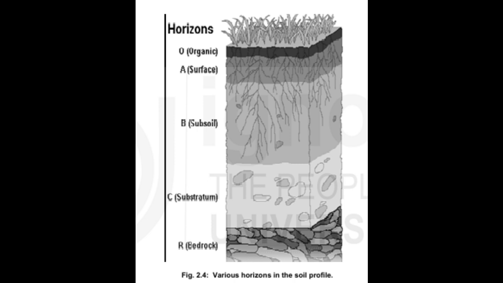Ecology and ecological factors. What makes up the organic matter component of soil? Name some factors affecting soil structure. Fig. 2.4 Various horizons in the soil profile.